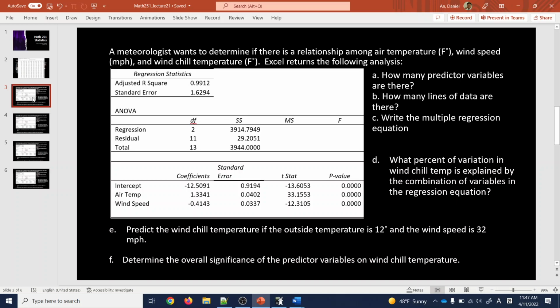So this question is really about whether you understand the output of an Excel analysis, because even if Excel gives you these values, if you don't know where they come from and what they mean, then it's useless, right? Okay, so let's start trying to answer one by one. First, how many predictor variables are there?